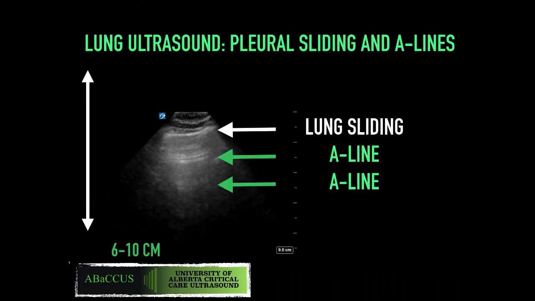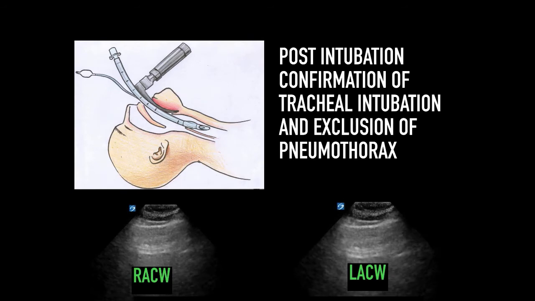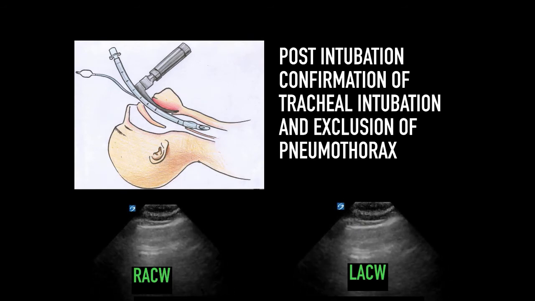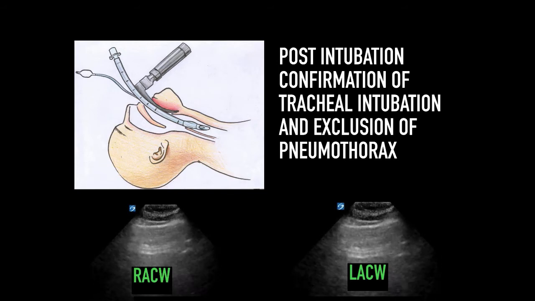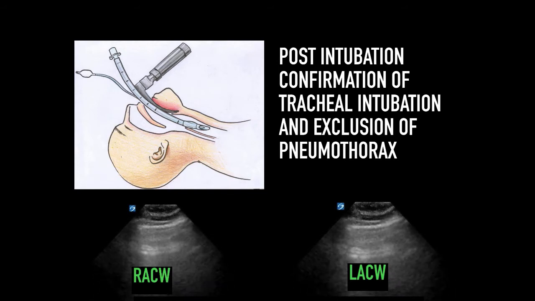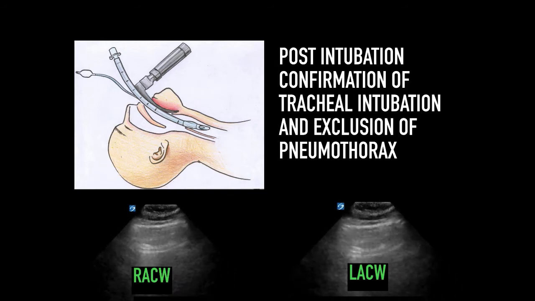Normal lungs typically have good lung sliding and A lines. We can use this for post-intubation confirmation of tracheal intubation and to exclude pneumothorax. It can also be used periprocedurally before and after performance of central lines and thoracocentesis to rule out pneumothorax immediately.